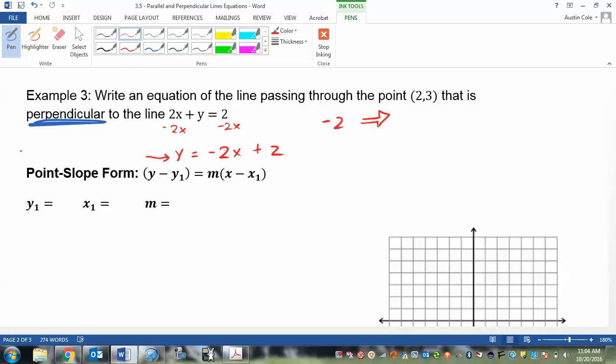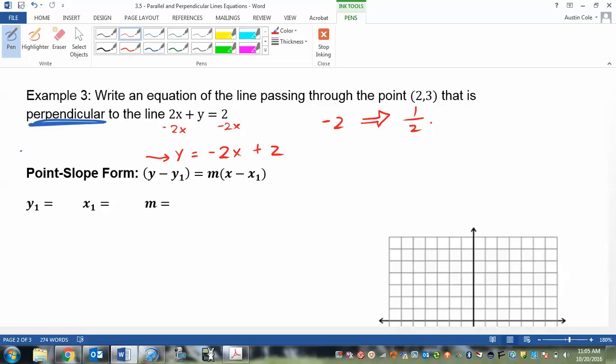Well, opposite means it's going to be positive. Reciprocal means it's going to be 1 over 2. So we're going to use 1/2 as our slope. Is everyone okay with how I got that slope? Found the slope of the line by getting into slope-intercept form. It says it's perpendicular, opposite reciprocal. Right, Austin? Yeah. Any questions there?